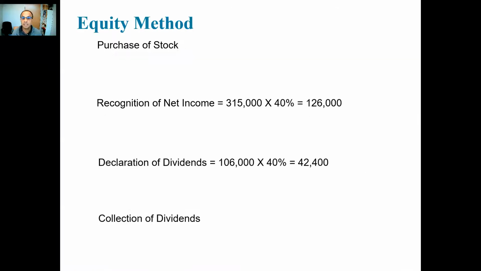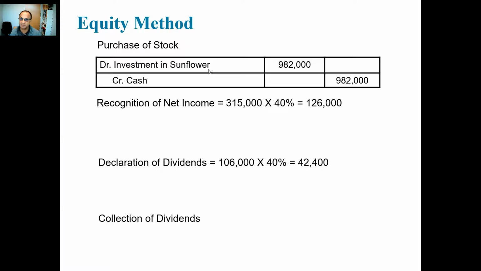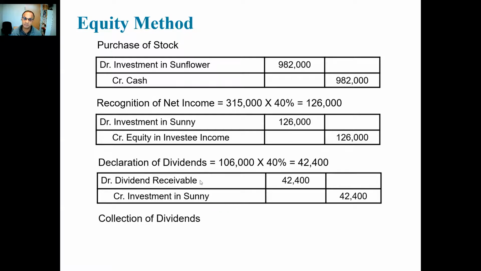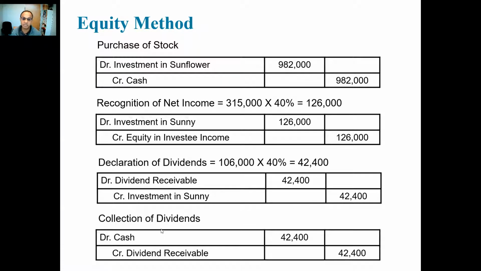And now here is the answer. The purchase of stock is going to be the same. We debit investment in Sunflower, credit cash. The recognition of the net income is also the same: debit investment in, here it should be Sunflower, and credit investee income. Then we debit dividends receivable, credit investment in Sunflower, not Sunny. And then for the collection of dividends, we debit cash, credit dividends receivable. So almost all the journal entries are the same, they don't change.